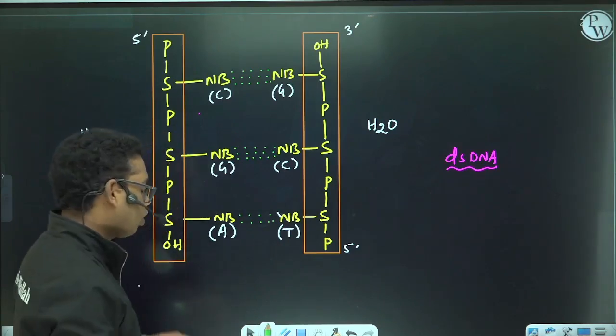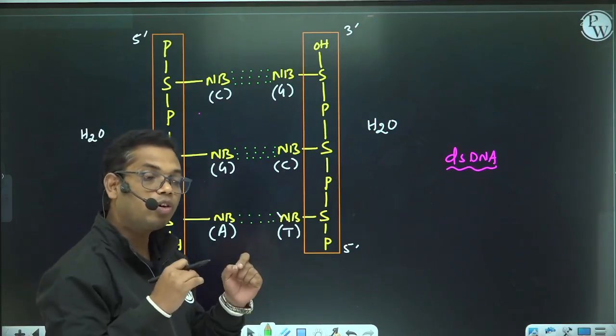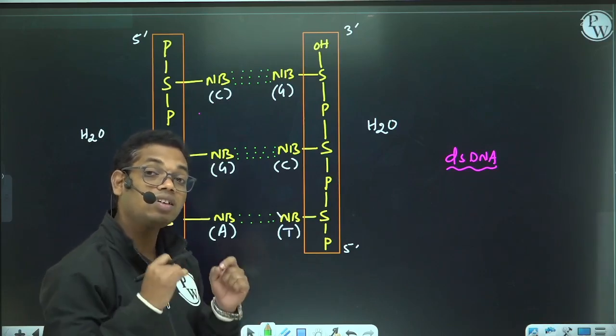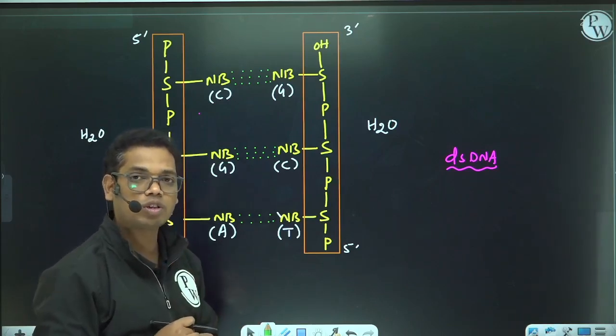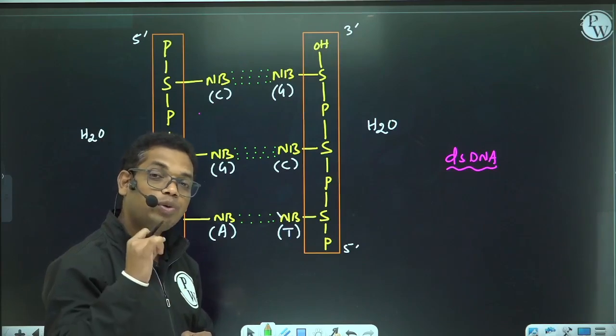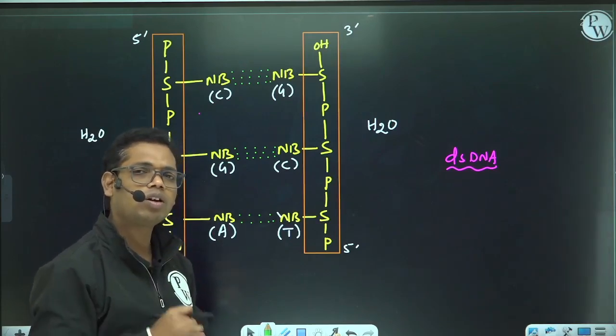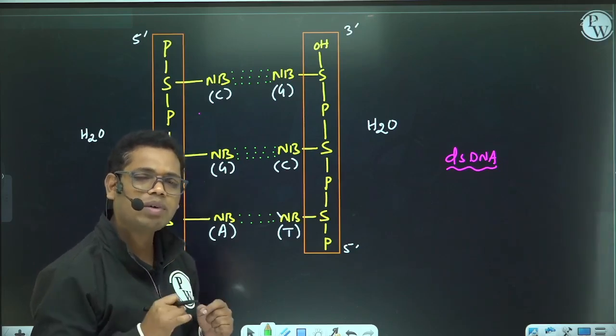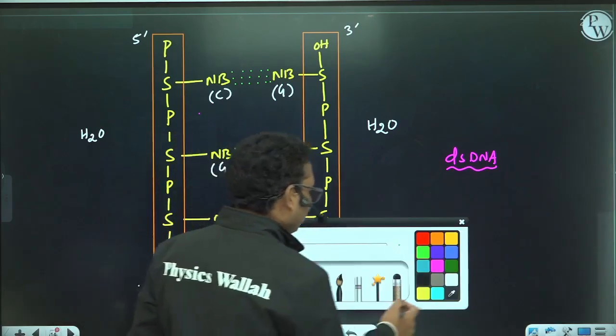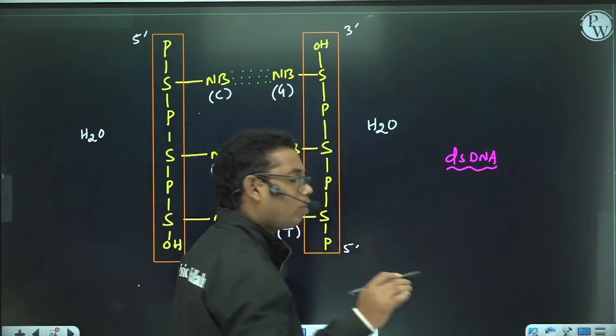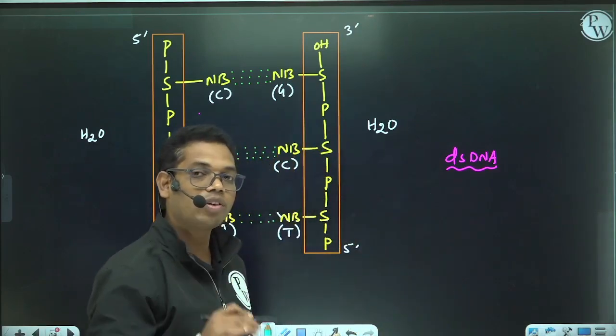So what is responsible for the uniform width of DNA? It is the pairing of the nitrogenous bases. And which type of pairing? Purine will always pair with pyrimidine. Purine will never pair with purine, or pyrimidine with pyrimidine. Let me explain that part. When I started this lecture, I told you about nitrogenous bases. Purine is a double ring structure.